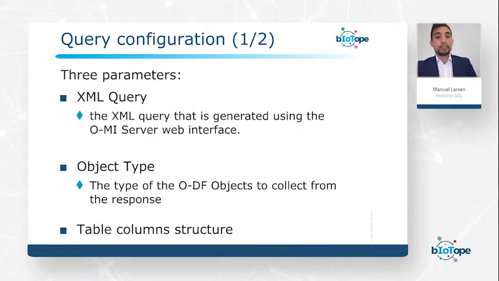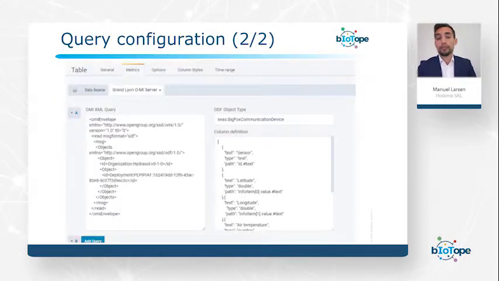So the query takes three parameters: the XML query, which can be generated from the GUI of the OMI node and copied as is, the object type we want to filter and collect from the query response, and the table column structure for data visualization.